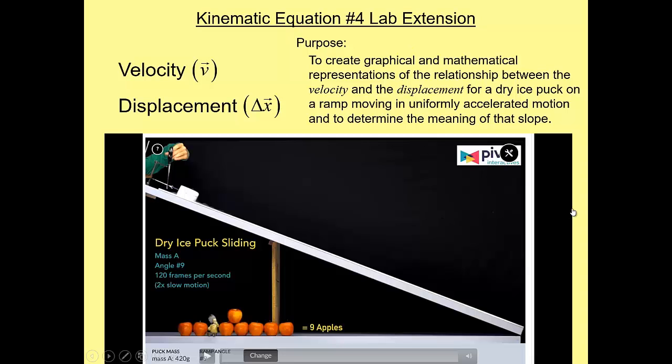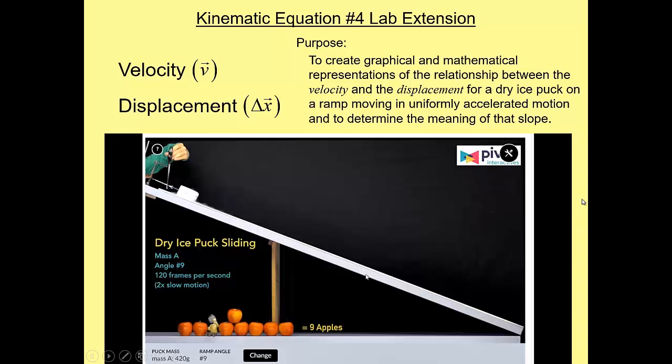So I just wanted to remind you of where we started with all of this, and that was analyzing a dry ice puck sliding down an incline. And we found that that dry ice puck actually accelerated. Remember, acceleration is how quickly your velocity is changing. Change in velocity over change in time. And we figured out that acceleration. And that's all information we're going to use as part of this lab extension.